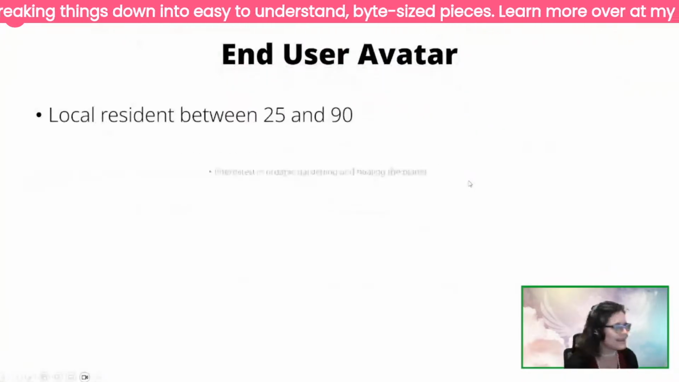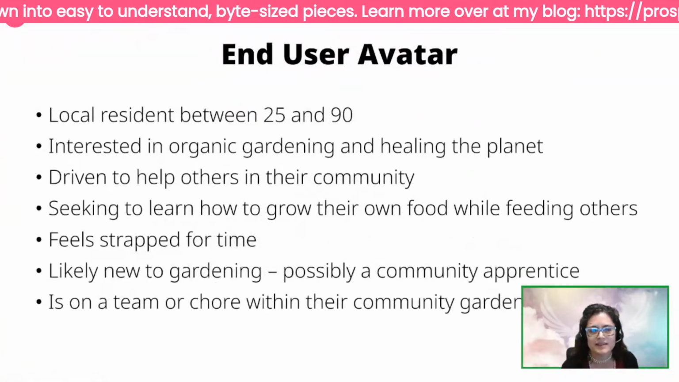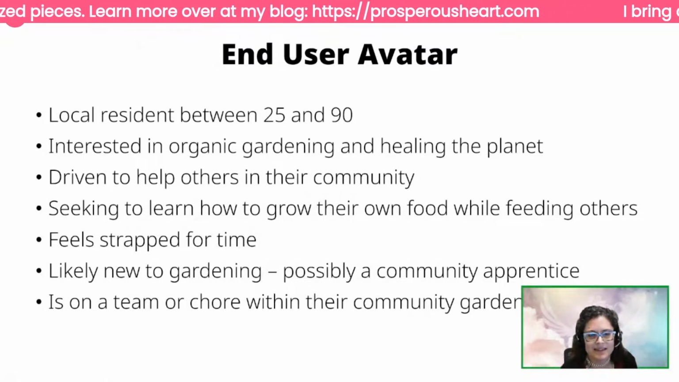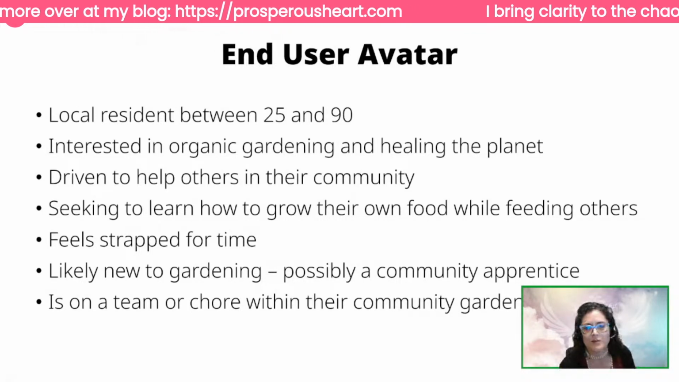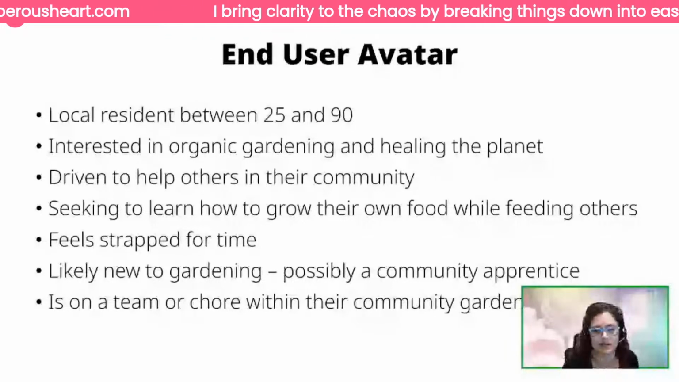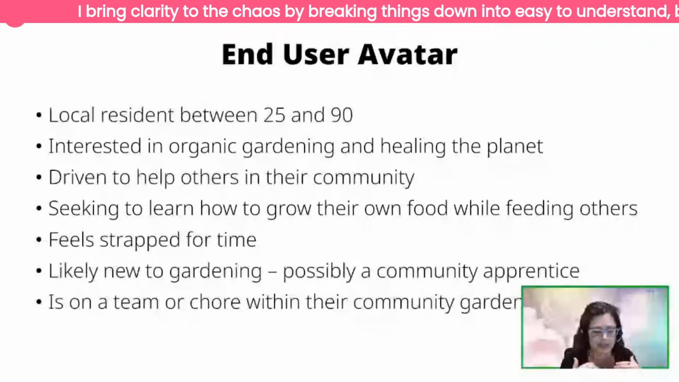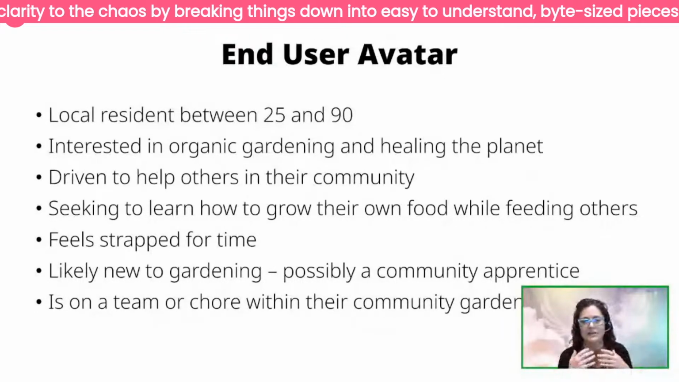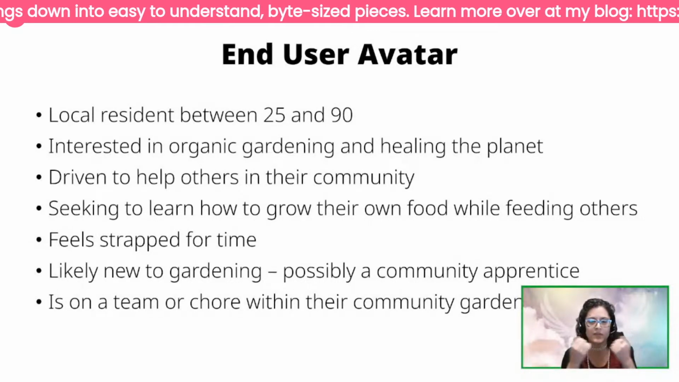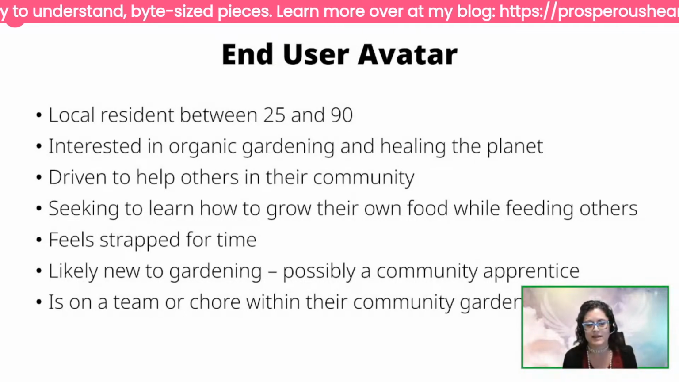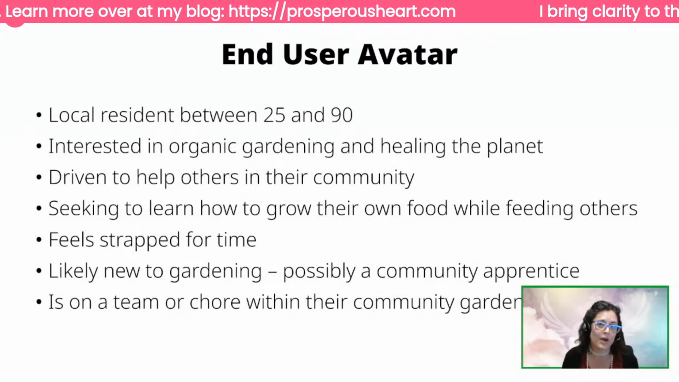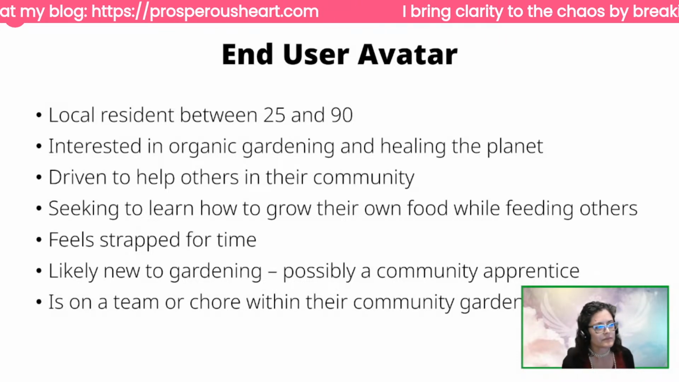So after that, end user avatar. As you can see here, this is basically the people within my community. That last line basically says is on a team or chore within their community garden. Again, these are different aspects about the people that I collaborate with in this volunteer activity. By keeping an end user avatar in line, by keeping an idea of who the person is that you are trying to support, you can really make sure that you are keeping their considerations forefront in your mind. Because if you are creating a solution that doesn't actually address their issues, then you might have a really cool product that nobody ever uses. All right.